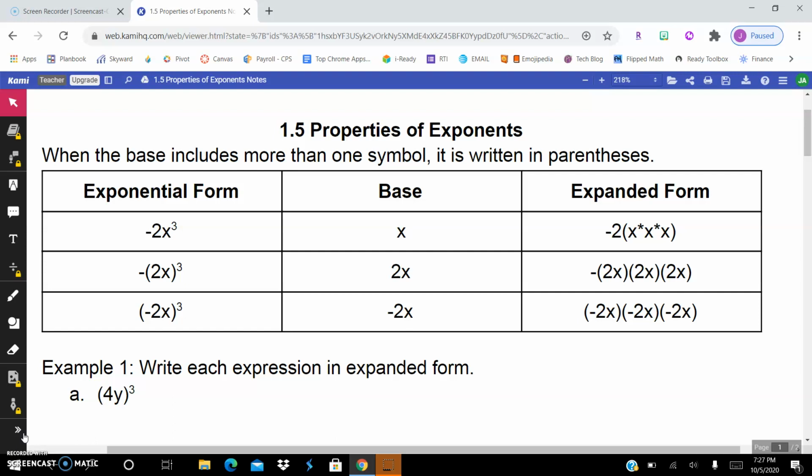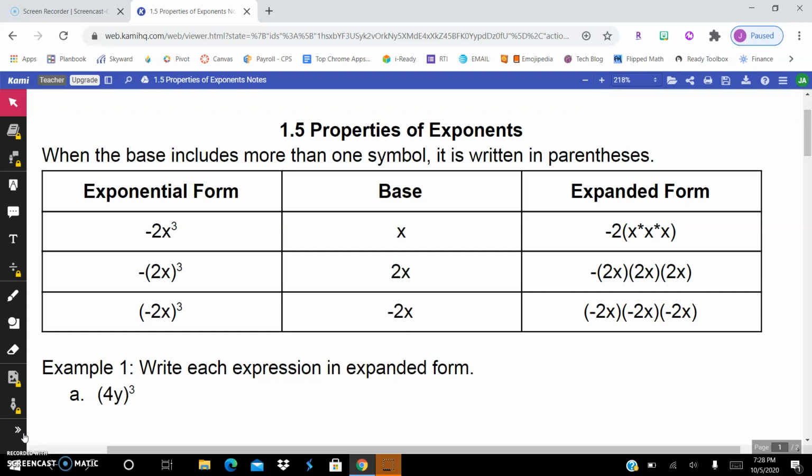So I made this chart here to kind of show you what parentheses do and how they can change your answer. We have the same -2x and exponent of 3 here, but then we have parentheses in different spots to show you what it would look like in expanded form and how different it is depending on where those parentheses are. So the first one, -2x to the third power without parentheses, the only thing being raised to the exponent is an x. So that -2 is out front being multiplied by x times x times x because we have exponent of 3, which means 3 of those.